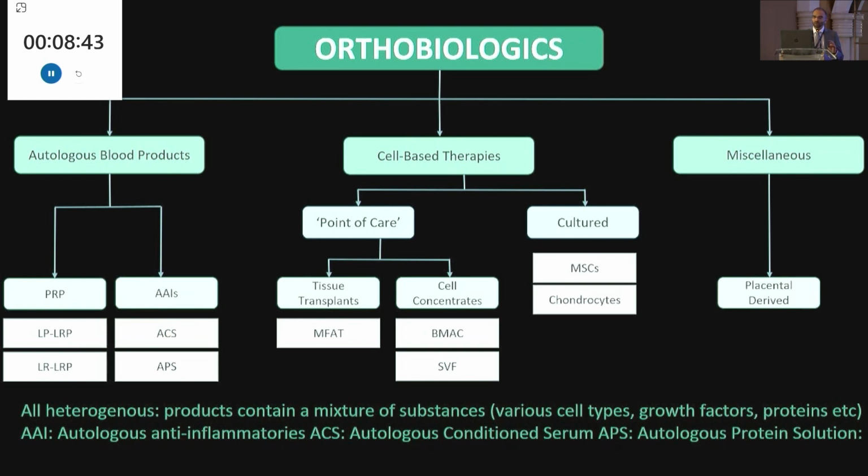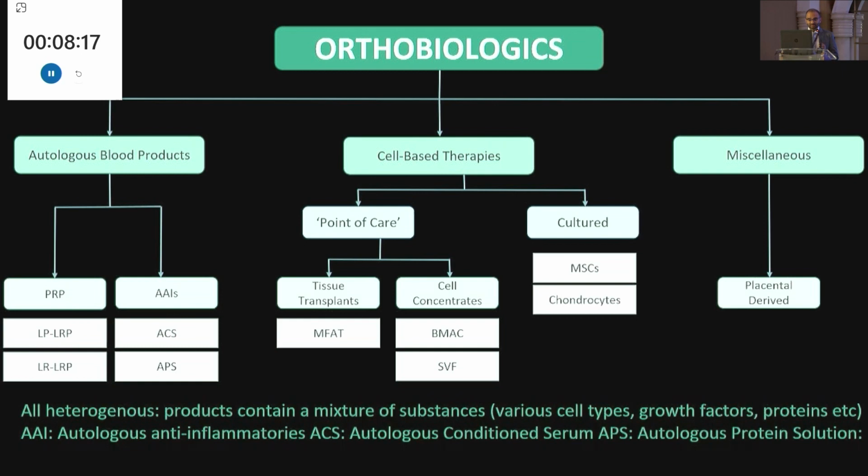PRP, there's not one ubiquitous PRP. The composition differs. So you can get the PRP which is good for tendons, and PRP that's good for potentially inflammation. We could talk about the different types maybe over coffee, but in 10 minutes I can't go through all the differences.